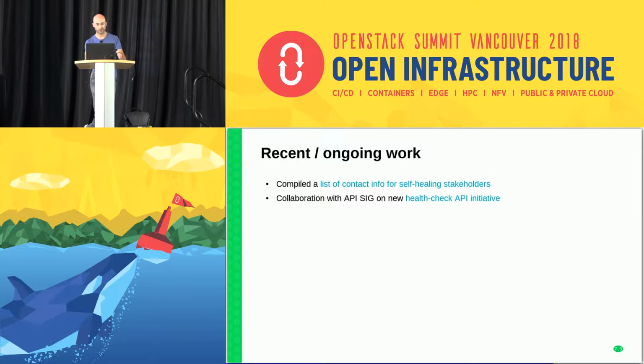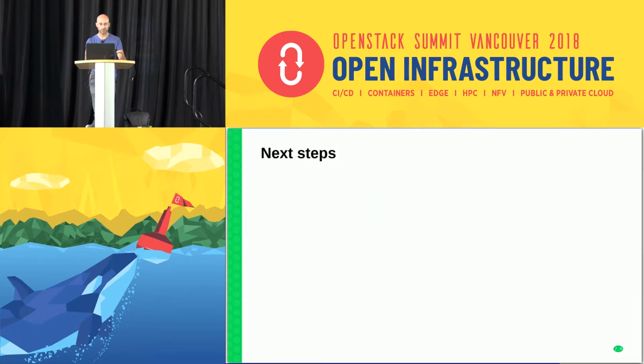We have been talking to the API SIG and the people behind the health check API initiative, and there's a spec for that which is linked. There's discussions on automated testing, and OPNFV have done a lot of really great stuff on that, so it makes sense to collaborate with them and reuse some of their work. We've talked about various use cases, but honestly, we're in the fairly early stages of the SIG so far. It's not been going long, so there's hopefully lots more good stuff to come.